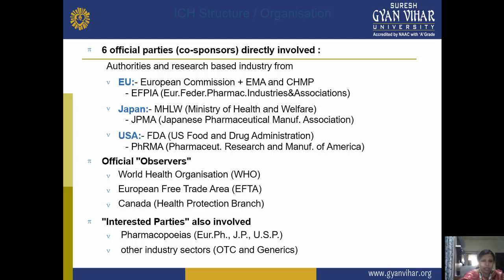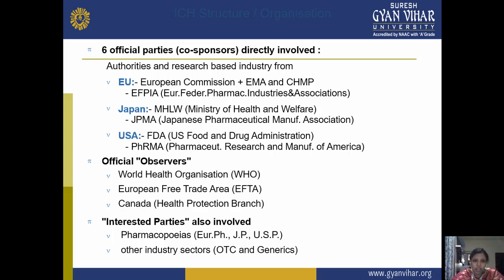So JPMA is the association which works, or which is a co-sponsor of the ICH, and JPMA represents the Japanese Pharmaceutical Manufacturing Association. Okay, similarly, USA is there. In USA, FDA is the main thing, that is United States Food and Drug Administration. And in US, the association is PhRMA, that is Pharmaceutical Research and Manufacturers of America, which is the association which works in this ICH structure.